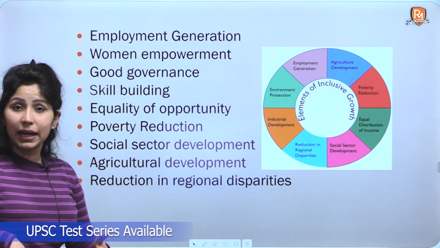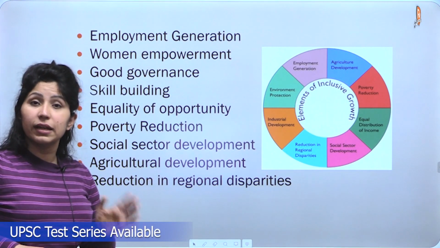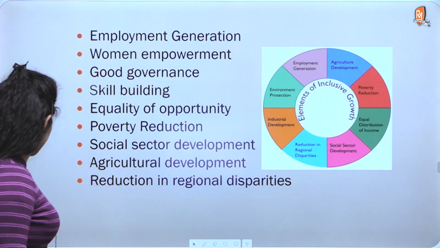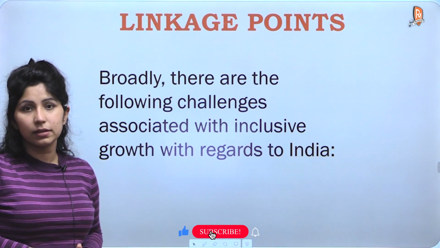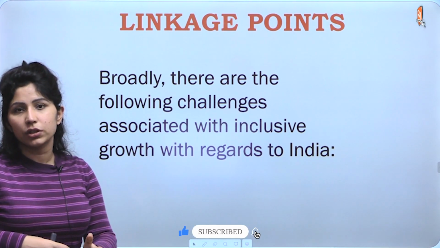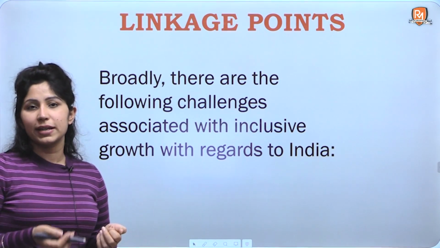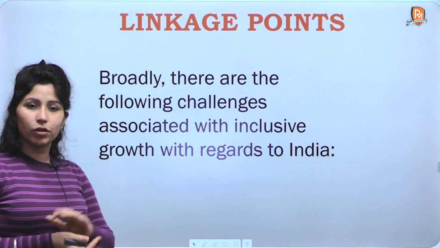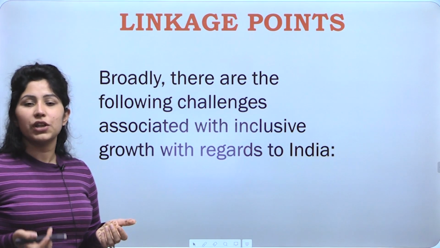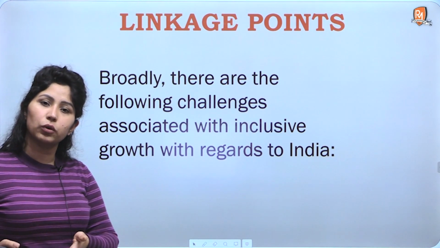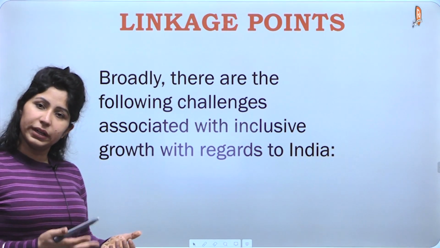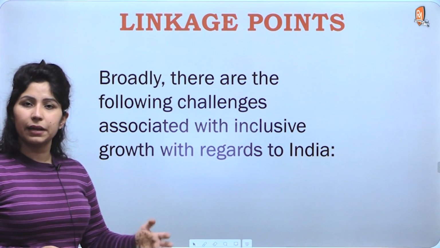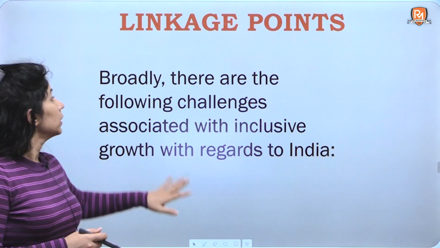So let's begin by writing and elaborating on challenges in 250 words. But before that, here we have the linkage point for our answer, that is how we'll turn the direction of our answer towards the body paragraph. So let me read this out for you. Broadly, there are the following challenges associated with inclusive growth with regards to India. So now you have given the prelude to your body paragraph. Now you can begin writing whatever is there in your mind.